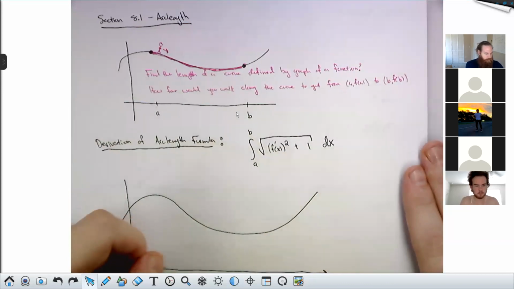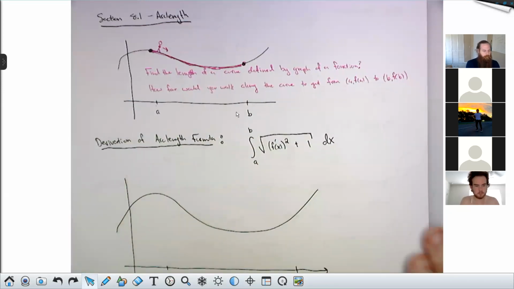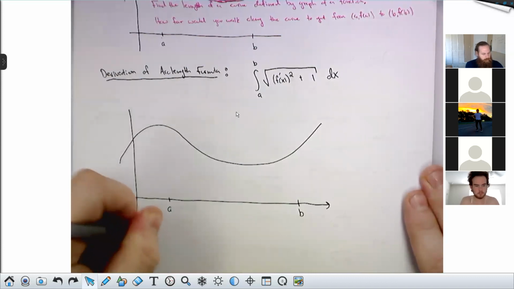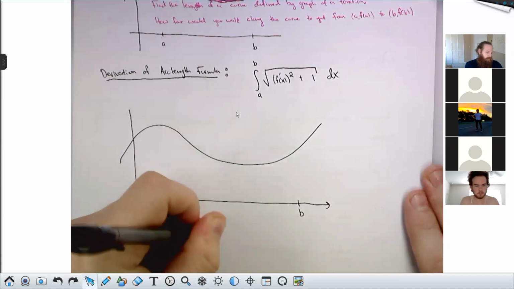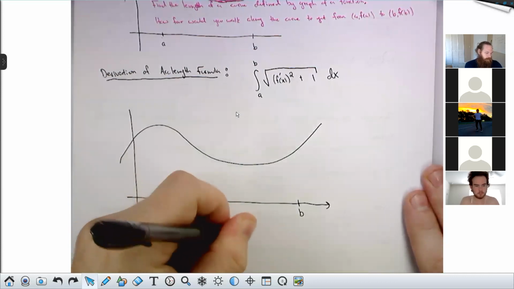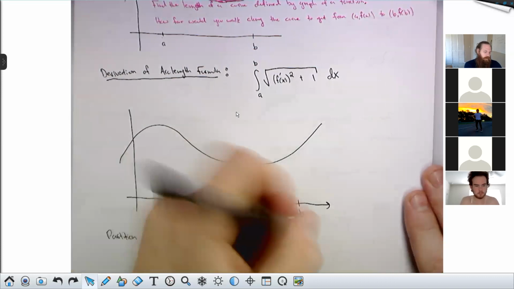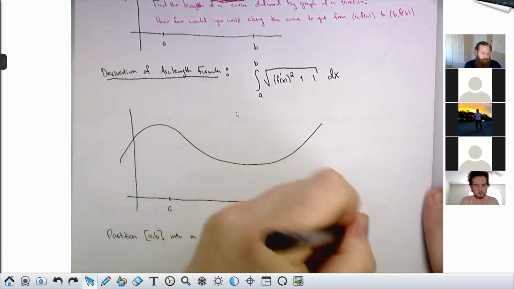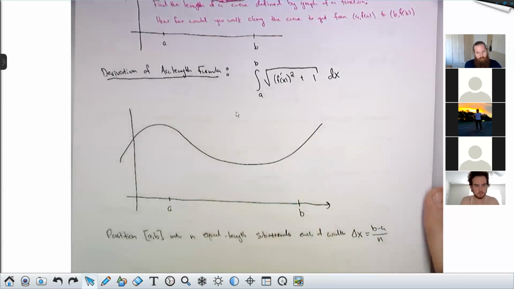I'll exaggerate the curvature a little bit. Call this A, and call this B. Partition the interval AB into n equal length subintervals, each of width delta x, just like in Calc 1, b minus a over n.